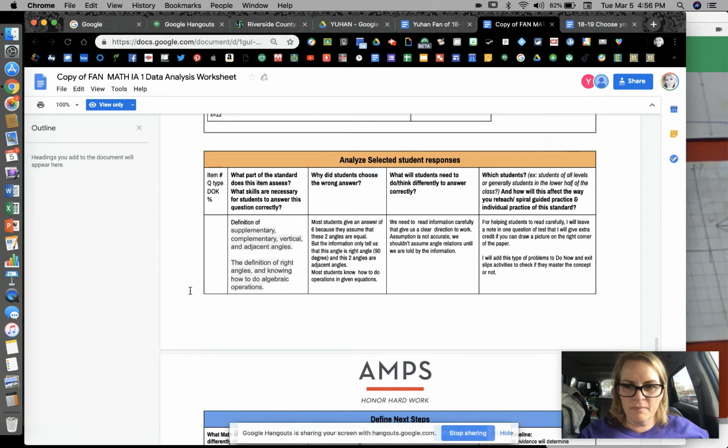How will this impact when you teach? You will teach about practice. Right. How students read properly, I will leave notes. On a question or test, I will give extra credit if they can take the right corner of the paper. That helps. Yes, and I will also add this type of problem now for practice.